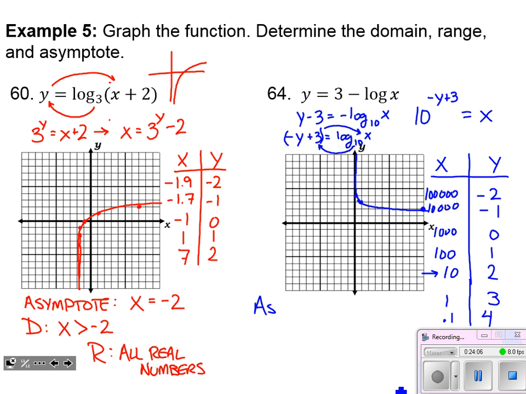Well, our asymptote, well, what would zero out the argument of my logarithm? It's when x equals 0. All right, my domain, I want all x values that are greater than that 0 asymptote, because all the values on my graph are showing up to the right. And the range, again, will be all real numbers.